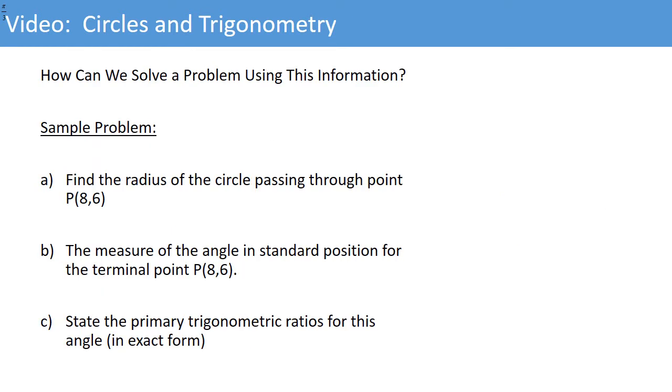Now, how can we solve a problem using this information? Here is a sample problem. Find the radius of the circle given point P at 8, 6. Then find the measure of the angle in standard position for this terminal point P at 8 and 6. And then we want to state the primary trigonometric ratios for this angle in exact form.